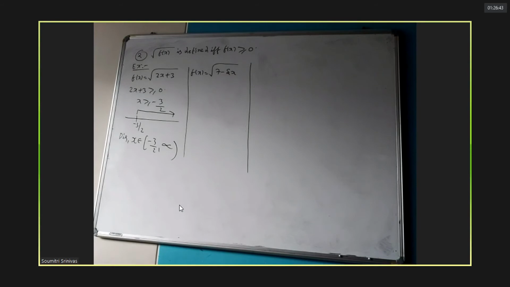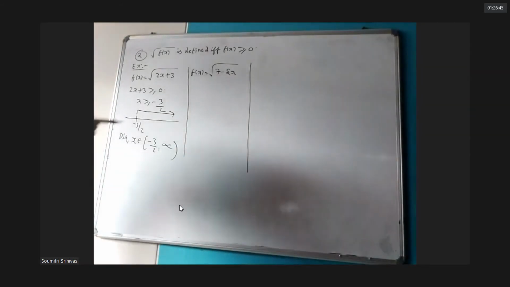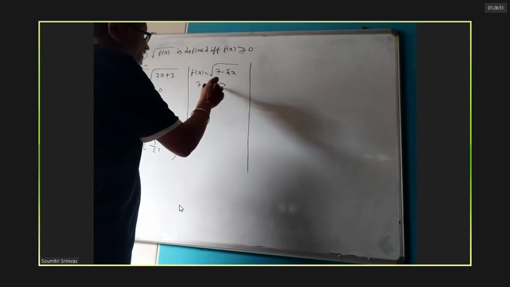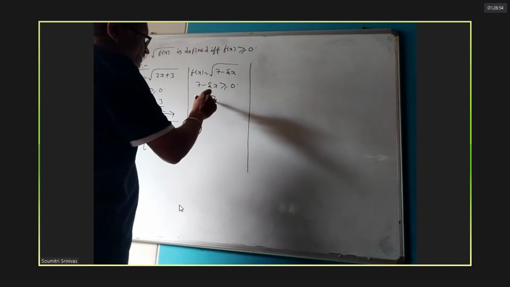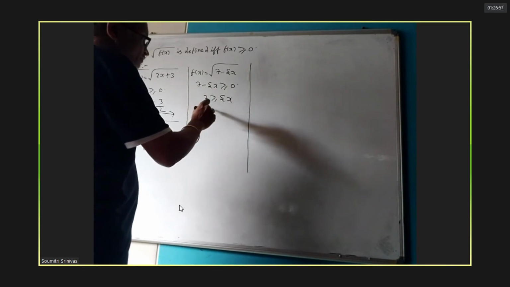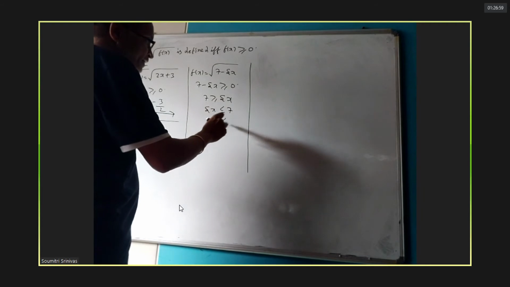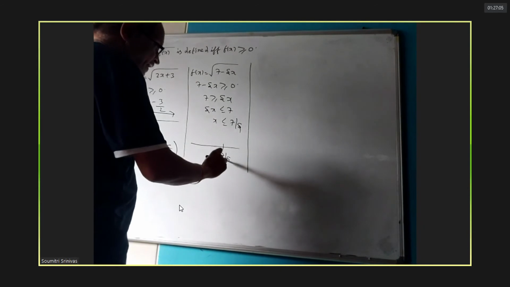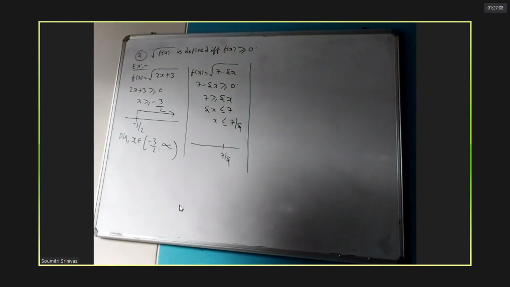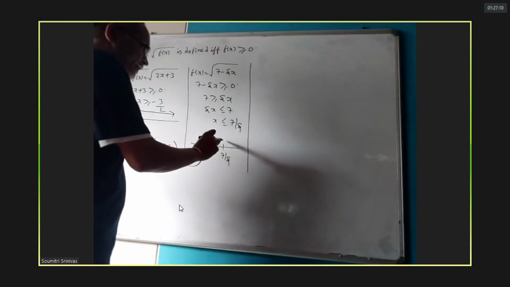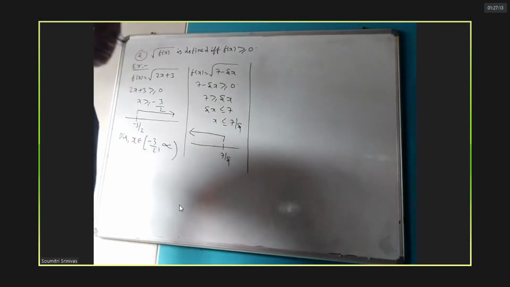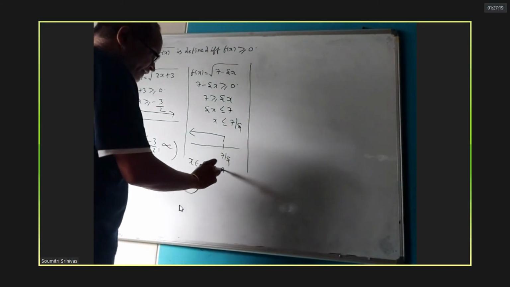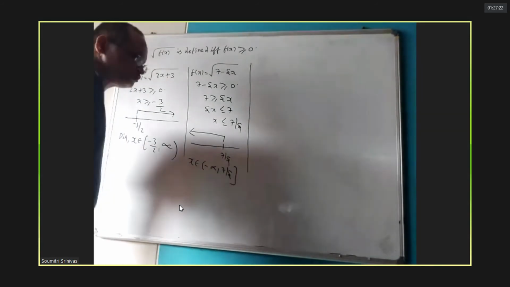Next one. Minus infinity to 7 by 5 closed. 7 minus 5x greater than or equal to 0. 7 greater than or equal to 5x. 5x less than or equal to 7. x less than or equal to 7 by 5. From 7 by 5, are you going to the left or to the right? To the left. Therefore, x belongs to minus infinity comma 7 by 5 closed.